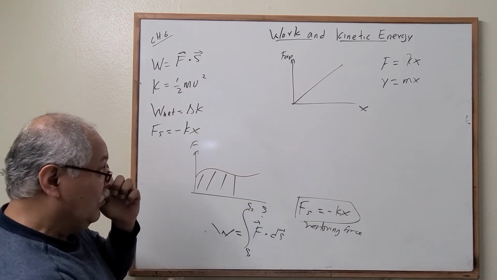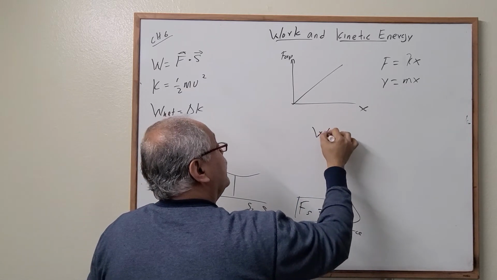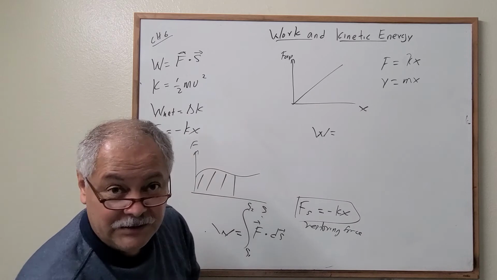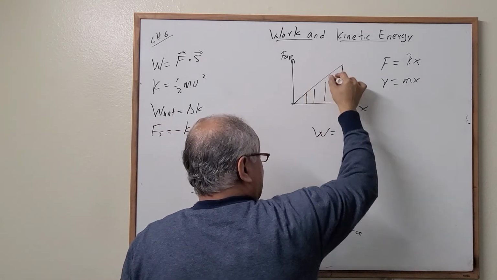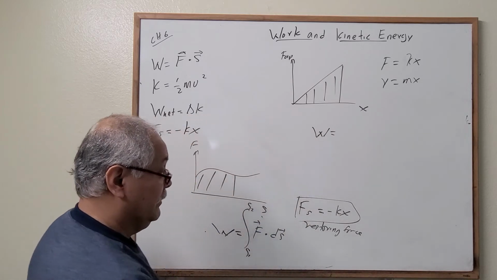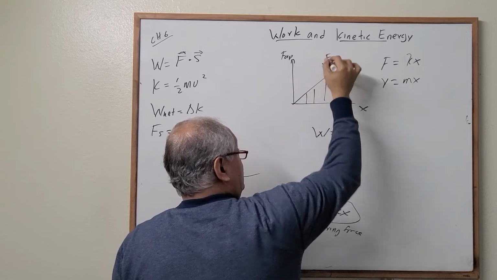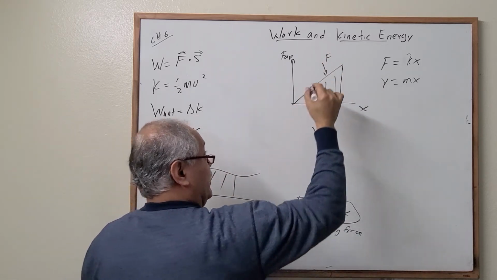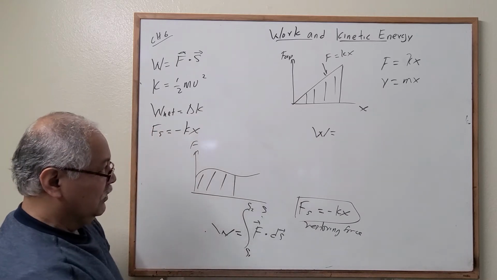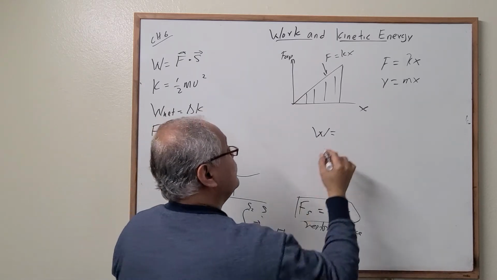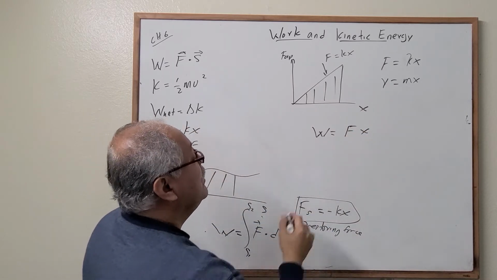Perfect. And then what do we have? Well, what should be the work done? Work is equal to the area under the curve. Let's find the area, which is going to be this area. Which function is this one? That's the applied force, equal to kx. How can we find the area? Area is equal to force times x.